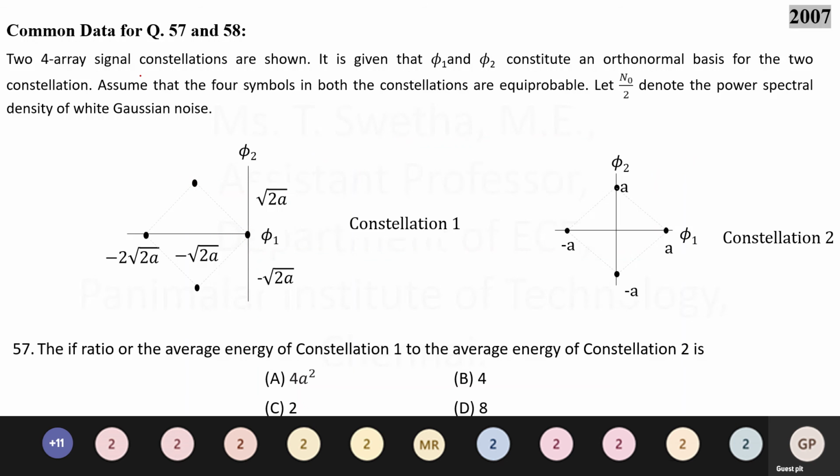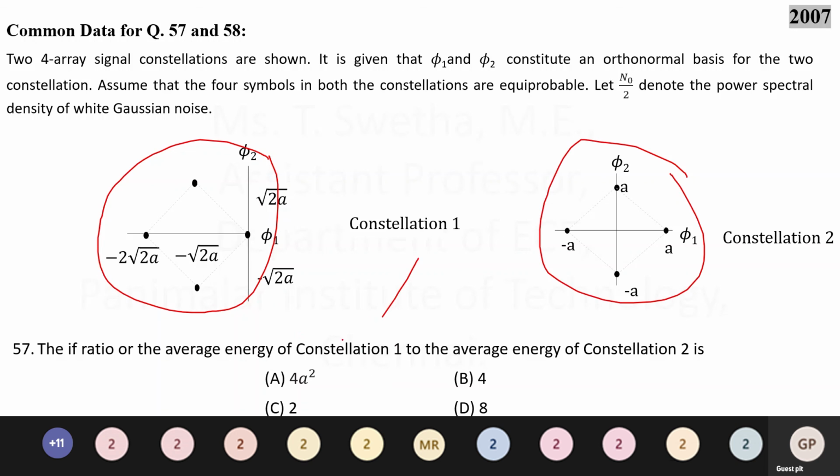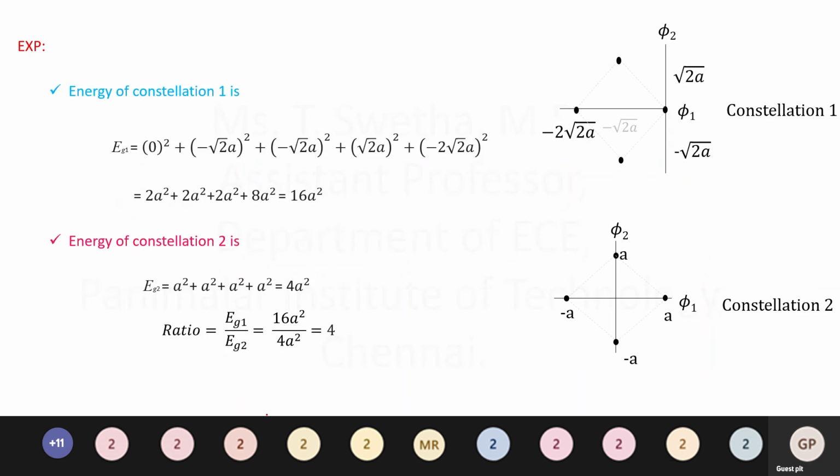Assume that the 4 symbols in both constellations are equally probable, and N0 by 2 is the power spectral density of the white Gaussian noise. Here first we have to find the ratio of the average energy of constellation 1 to the average energy of constellation 2. For that, first we have to calculate the energy for this constellation diagram and divide it by the energy of this diagram. We'll see now how we can calculate. As you can see, for the energy, first we'll write the coordinates.